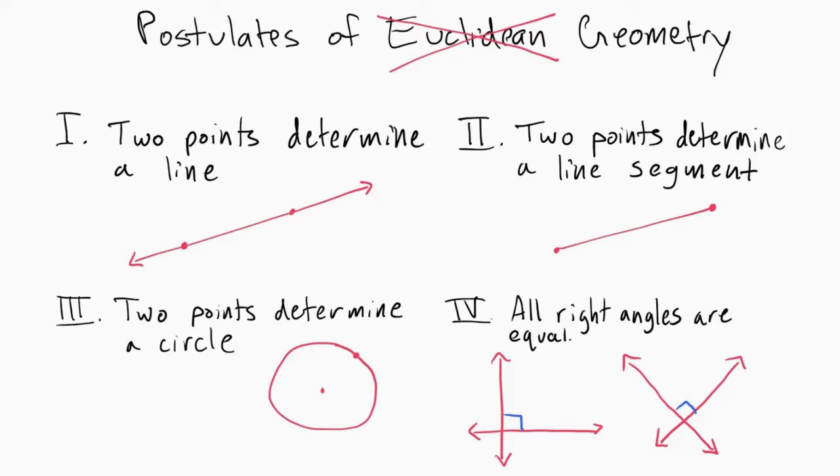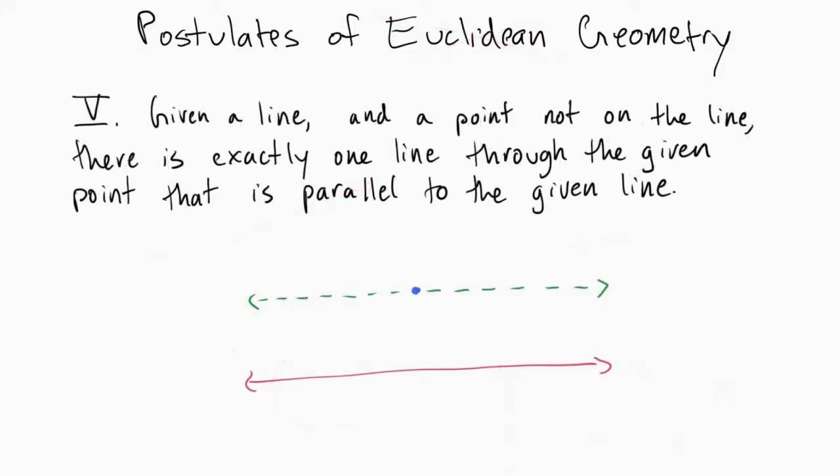Moving on, I said there is one more postulate of Euclidean geometry, and it is only in this fifth postulate, the so-called parallel postulate, that Euclidean and non-Euclidean geometry differ. The parallel postulate says, given a line and a point not on the line, there is exactly one line through the given point that is parallel to the given line. I'll say that again. Given a line and a point not on the line, there is exactly one line through the given point that is parallel to the given line.